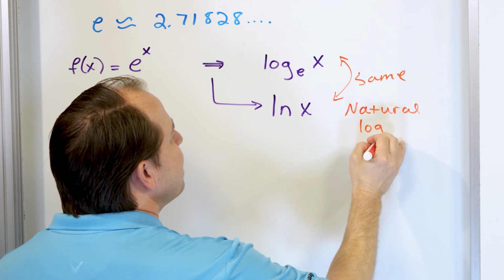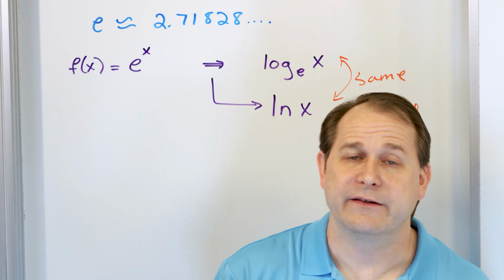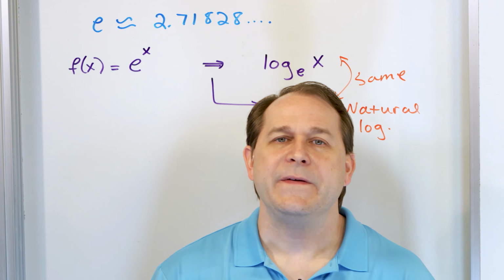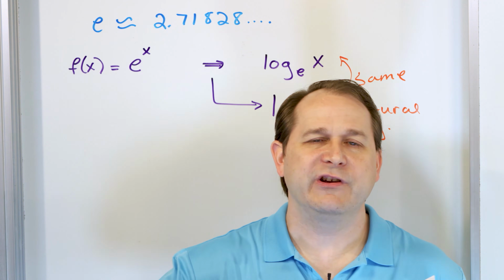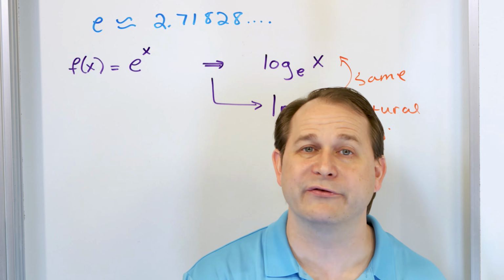Now you might guess by the name natural log that there's something natural about it. There's something very special about that number. And that's because the number e, as I mentioned before, is that natural number that just pops up when you study exponential growth. It just falls out of the equations, just like the number pi falls out of the equations when we talk about circles.